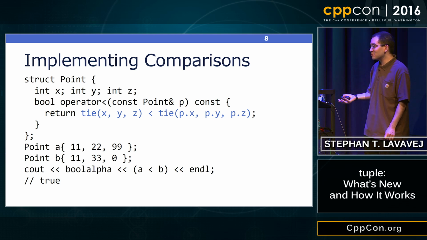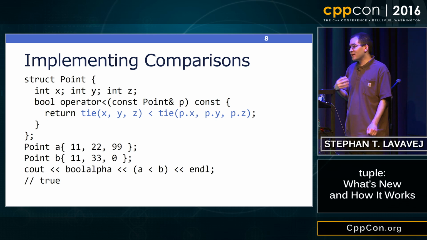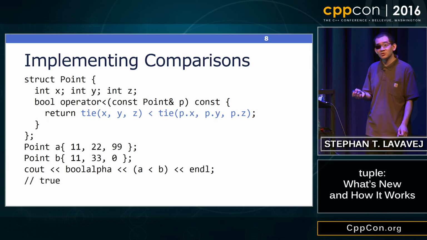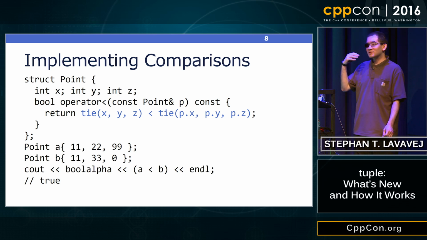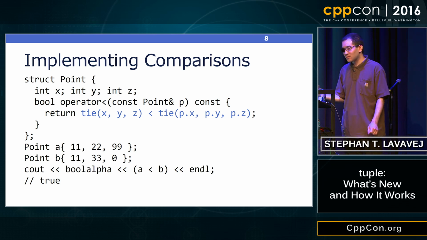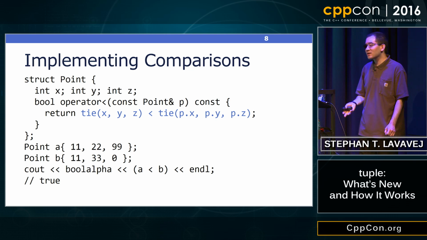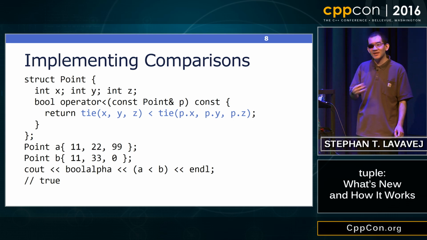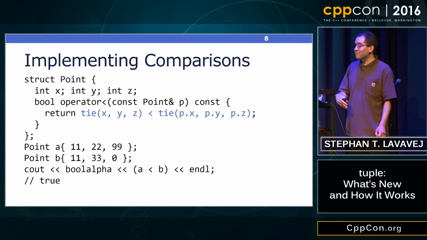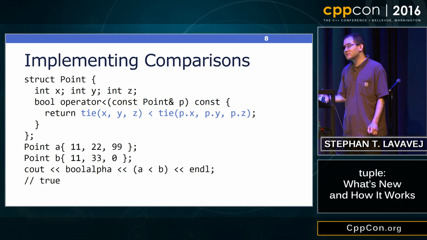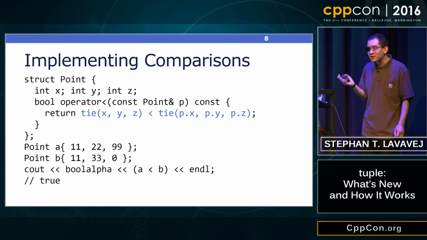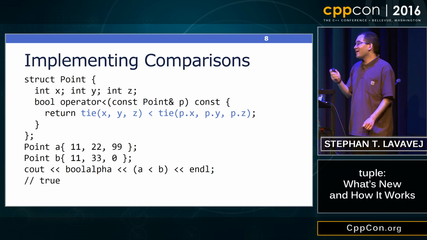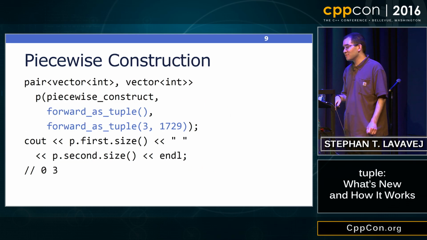So all you need to do is tie my data members x, y, and z, and then compare them using operator less than on tuples to the tie of the other point's x, y, and z. And this will correctly compare the first element, and if it can resolve the comparison there, it will return true or false. If they happen to be equivalent, then it will move on to the second element, and so forth. And it's a nice one-liner way to do what the core language should be doing for you, but doesn't anyway. So implementing comparisons is one thing you can do with tuple.